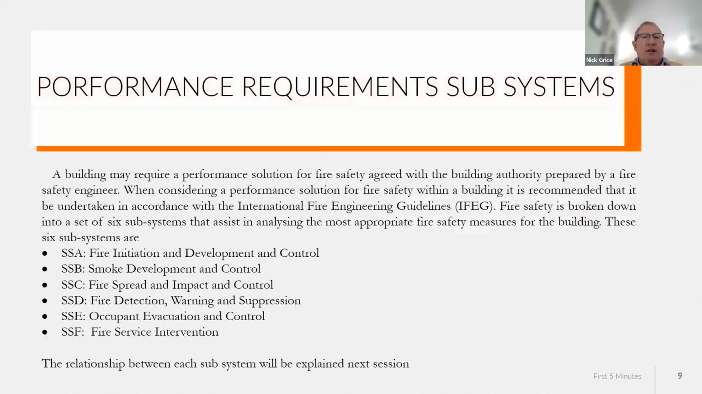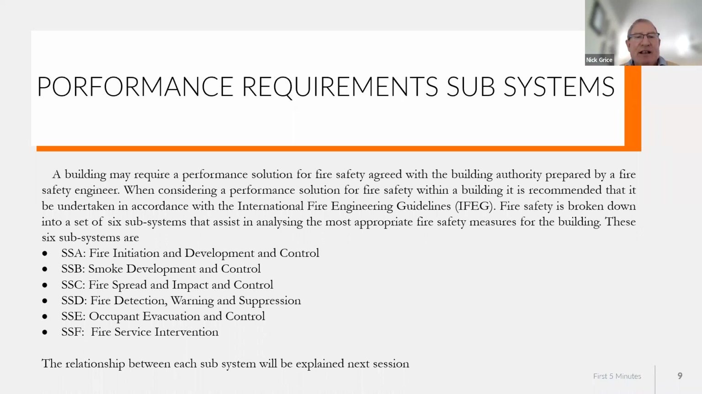For performance requirements, the international fire engineering guidelines recommend that you look at a set of subsystems. These subsystems all work together. You've got subsystem A right through to F, and it's all to do with fire initiation, development and control, smoke development, fire spread, impact control, fire detection and warning, occupant evacuation and control, and fire service intervention. All those subsystems work with each other. Next time I'm going to show you something very simple with subsystems, of how fire spreads if you leave the fire door open, which will affect all those different subsystems.